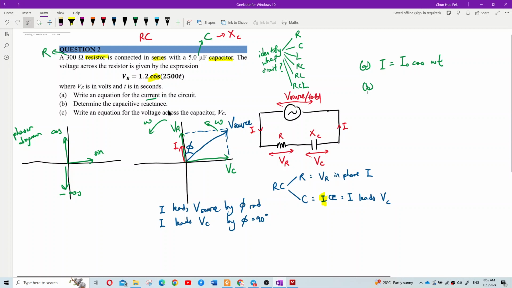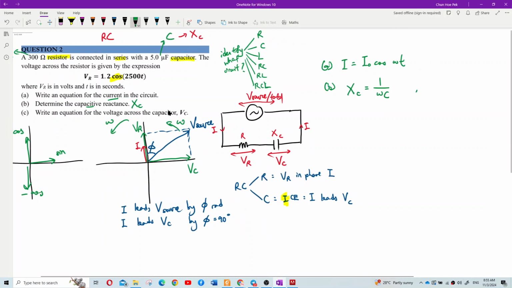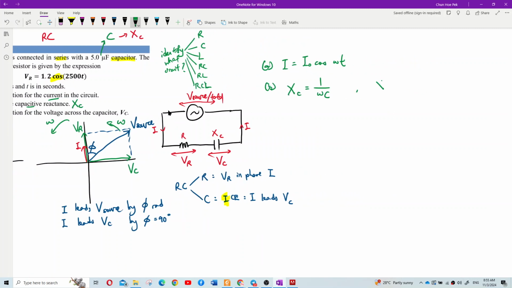Capacitive reactance means XC. Nak cari XC. So XC formula ni apa, kelas? XC is 1 over omega C. Later you will learn another one, inductor XL. XL is omega L.